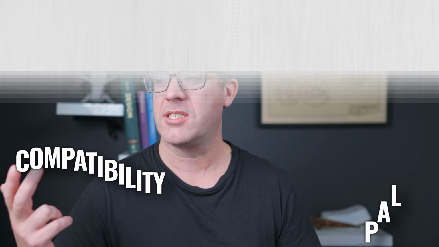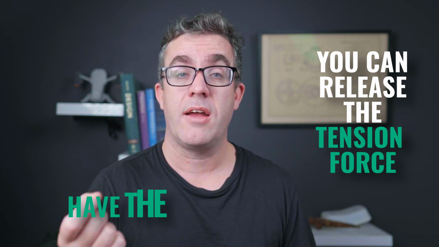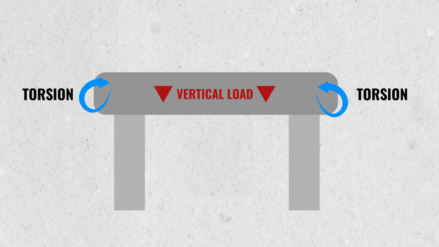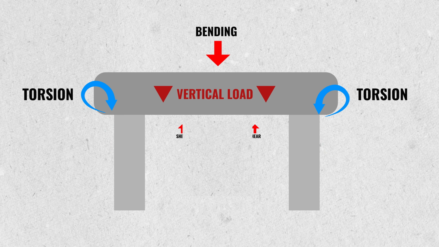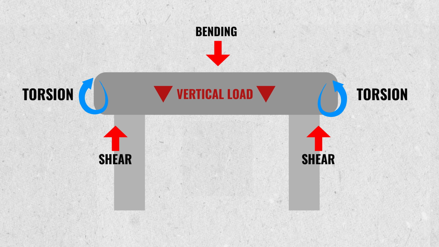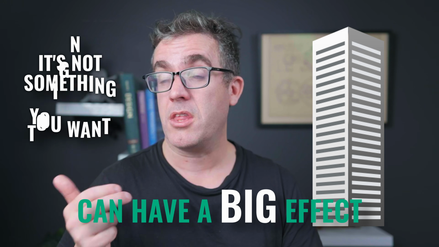So compatibility torsion is something that occurs typically in a flat plate slab. You've got this big building, and because of the twisting behavior and the 2A actions, you're getting a torsion force. But you can release that torsion force and still have the structure stable. It means that the structure does not require those torsion actions to be stable, as there is another load path there based back in the bending forces, shear forces, or axial forces. So we're able to resist it in another way. This is typically preferred. You want to typically try and avoid torsion, as a little bit of twist can have a big effect on your structure, but it's not something that you want to ignore.